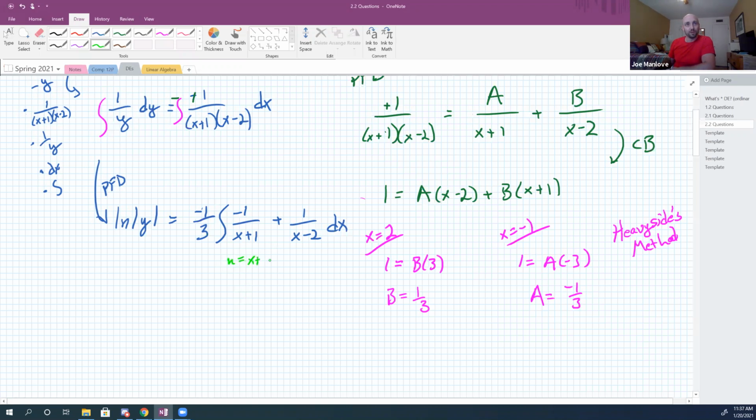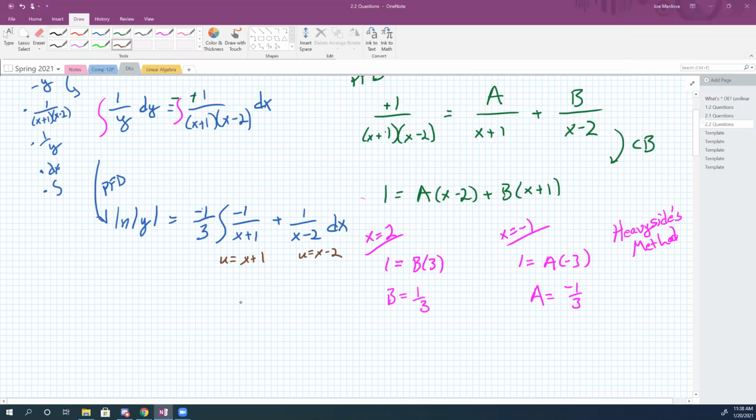Let u be x plus... Wow, you probably can't read that at all. Brownish. Let u be x plus 1 in the first one. Let u be x minus 2 in the second one. What's du in both cases? dx. Yeah, dx. Okay, great. This doesn't really change much. I'm assuming you guys are all pretty versed in calculus at this point.